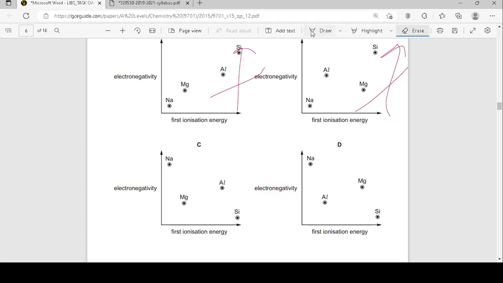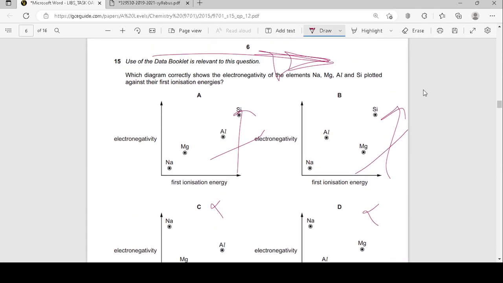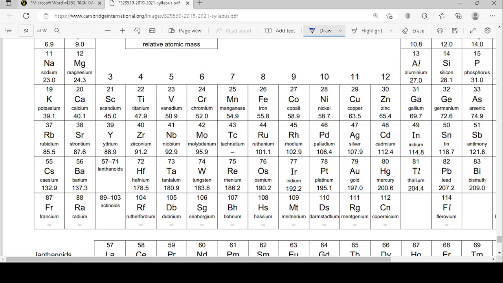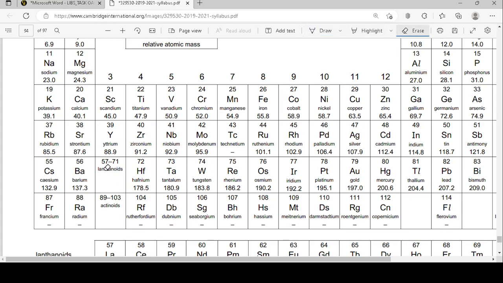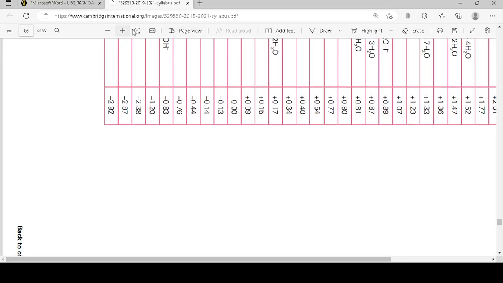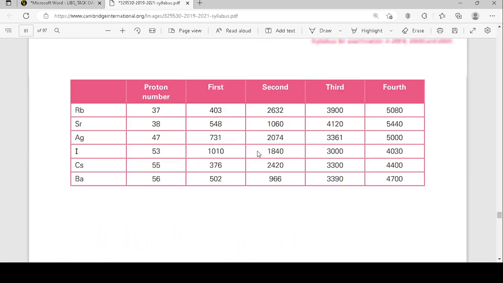It increases across the period. And over here again, this is again the wrong order for the electronegativity, so I'm going to cross those two out. And then the first ionization energy. So if they said I can use the data booklet, let me use it, why not? I mean, now you don't get the data booklet, you know. This is the time you could use the data booklet, so I'm going to use that to my advantage.